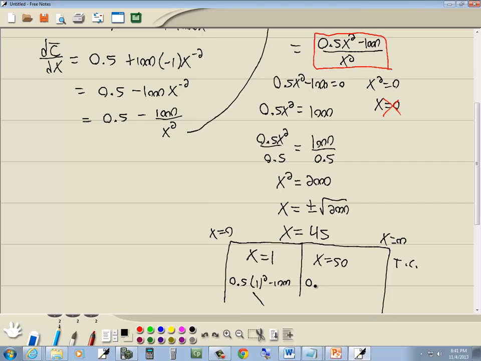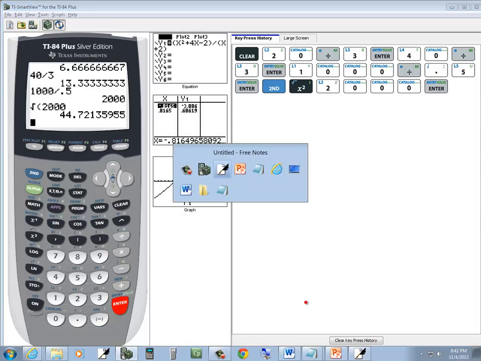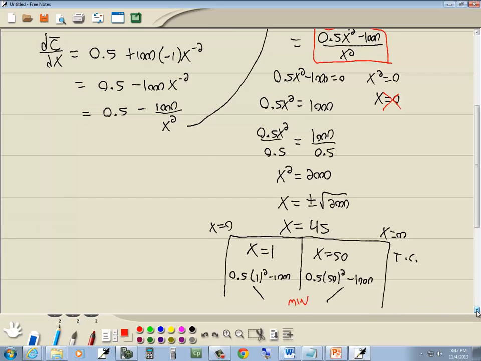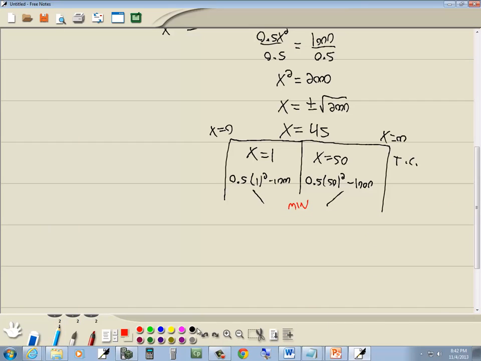If I put 50 in there, 0.5 times 50 squared minus 1,000. 50 squared is 2,500 times 0.5 is 1,250. 1,250 minus 1,000 is positive, so it's increasing. So it is indeed a minimum here. And I think they were asking to find the number of units that produces the minimum average cost. They don't want to know what the average cost is. They just want to know how many units. So x equals 45 will be our answer.